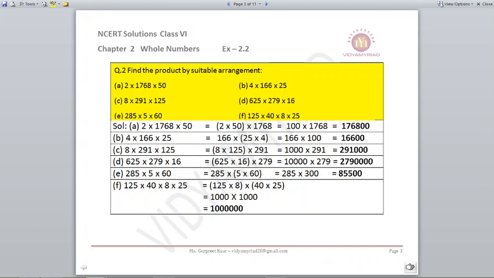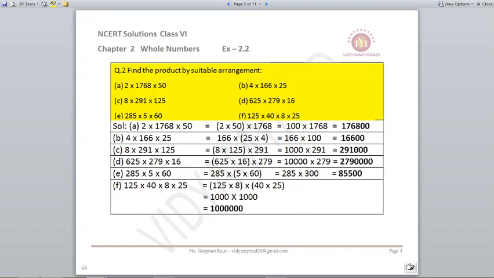Let me check. If I do 625 multiply by 16, that means 6 5s are 30. And if I take 279 multiplied by 16, 9 6s, zeros are not there at the end. So I can make my pair as 625 into 16 multiplied by 279, that is 10,000 multiplied by 279, and you get the relevant answer.